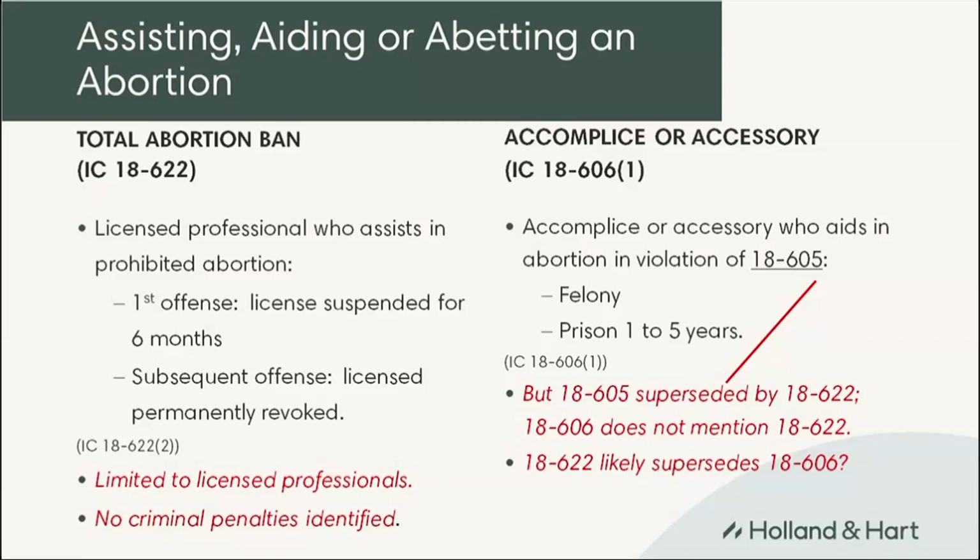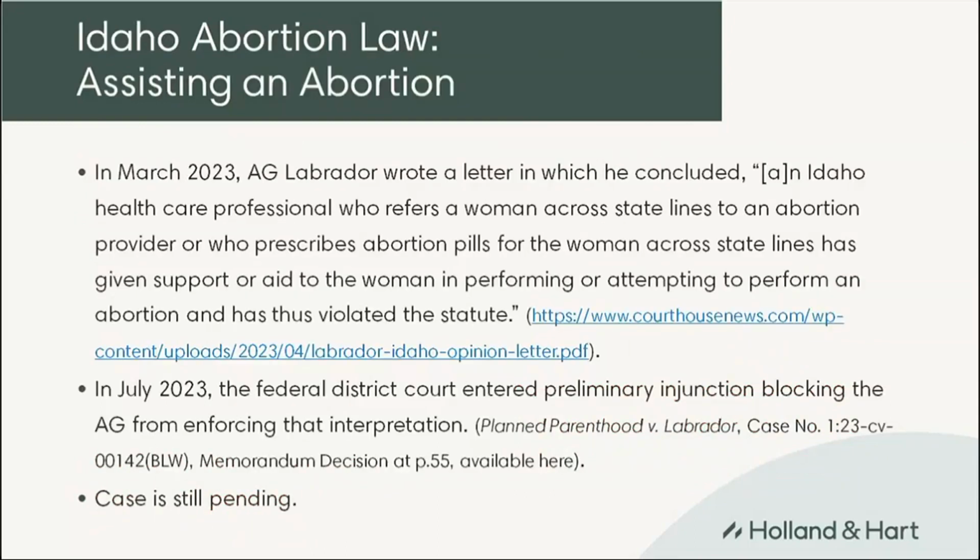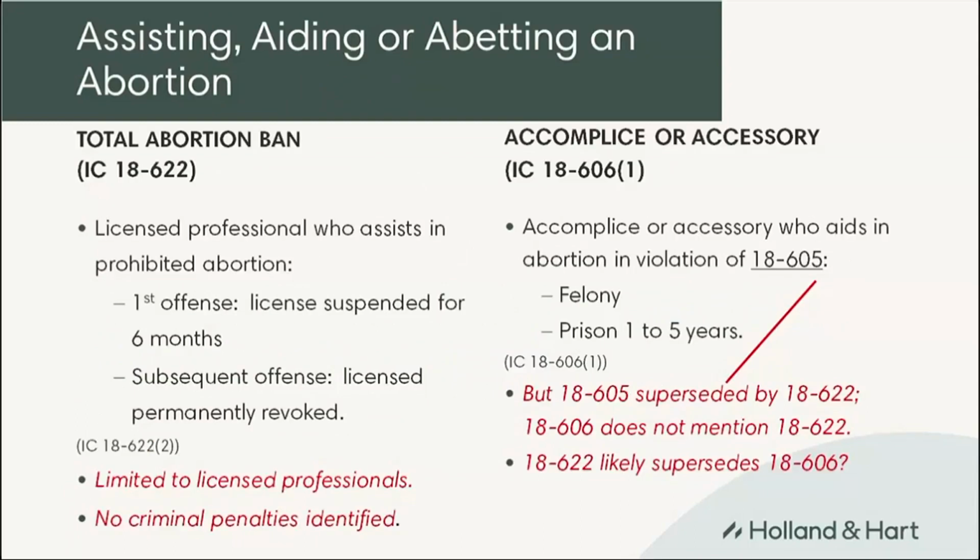But what does that mean? Does that mean that therefore somebody who is an accomplice or an accessory can no longer be subject to a criminal statute? We don't really know. I suspect one would argue that the total abortion ban in 18-622, because they specified the particular liabilities for those who assist in a prohibited abortion, the court may say that no, they changed it and it's only limited to those licensed professionals, and these are the penalties that are applied, but we really don't know.